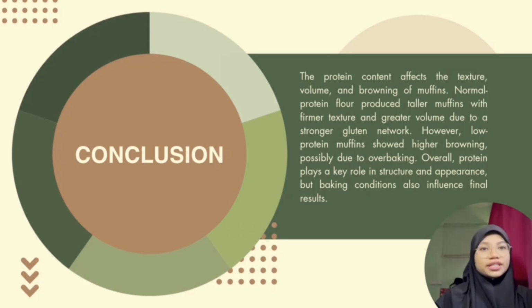In conclusion, the protein content affects the texture, volume, and browning of muffins. Normal protein flour produces taller muffins with firmer texture and greater volume due to a stronger gluten network. However, low protein muffins show higher browning, possibly due to overbaking. Overall, protein plays a key role in structure and appearance, but baking conditions also influence the final result.